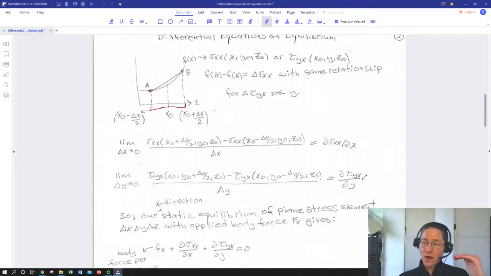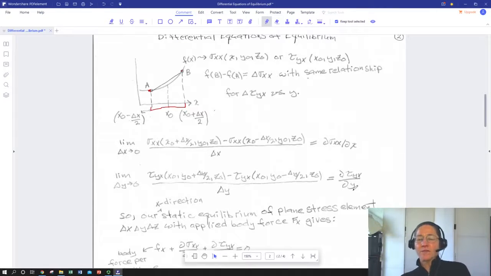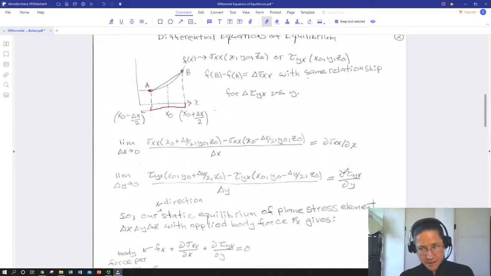Same way with shear. The shear on the y face in the x direction, how much does tau xy change as we go up, as we change y? Does it get bigger? Does it get smaller? So we're looking at a rate of change, a spatial rate of change, not a time rate of change, of both normal and shear stresses.